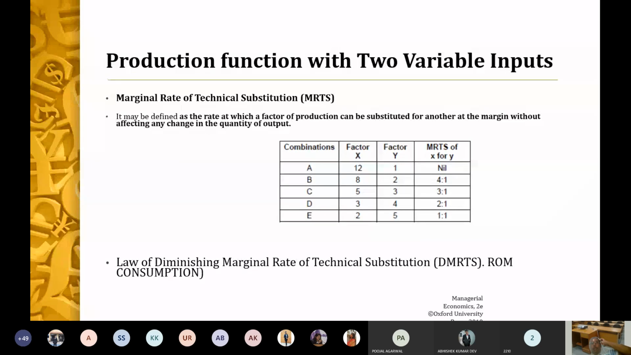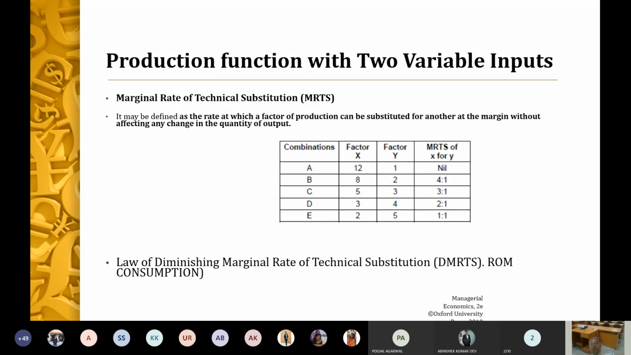Now we look at the marginal rate of technical substitution. Obviously, one factor is being substituted by another for it to give the same amount of output without affecting any change in quantity of output. So if we look at the factors X and Y, the MRTS in the first case, we do not calculate because it is not possible to.